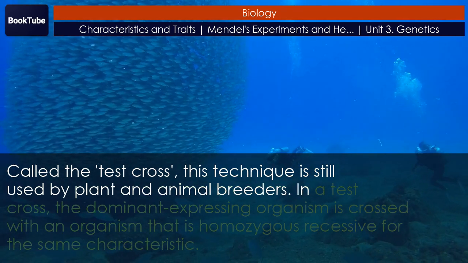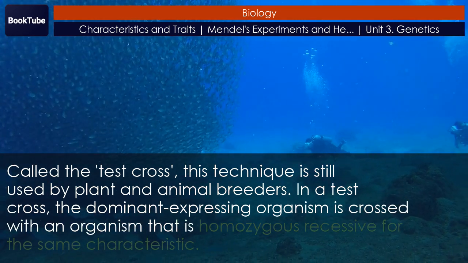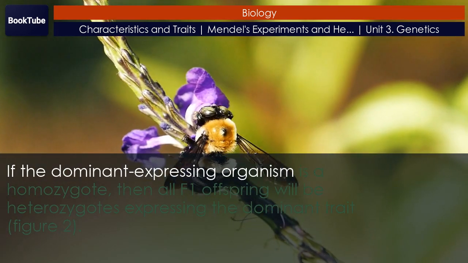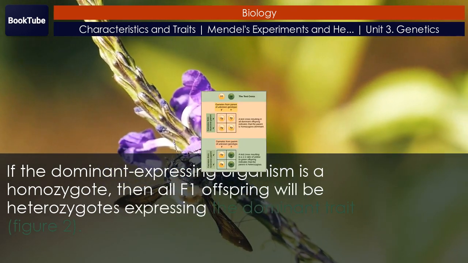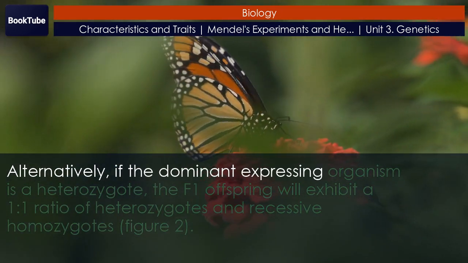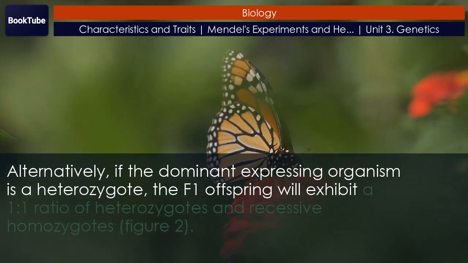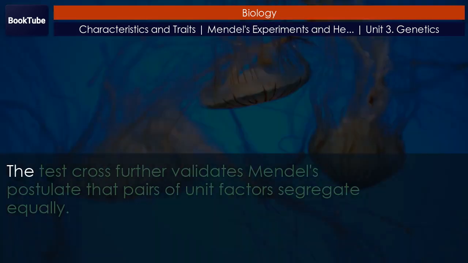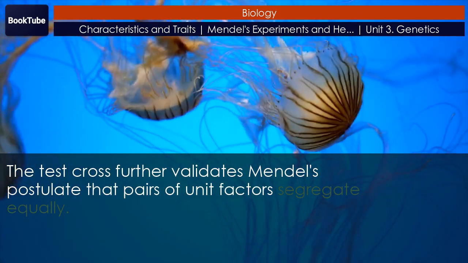In a test cross, the dominant expressing organism is crossed with an organism that is homozygous recessive for the same characteristic. If the dominant expressing organism is a homozygote, then all F1 offspring will be heterozygotes expressing the dominant trait. Figure 2. Alternatively, if the dominant expressing organism is a heterozygote, the F1 offspring will exhibit a 1-to-1 ratio of heterozygotes and recessive homozygotes. Figure 2. The test cross further validates Mendel's postulate that pairs of unit factors segregate equally.